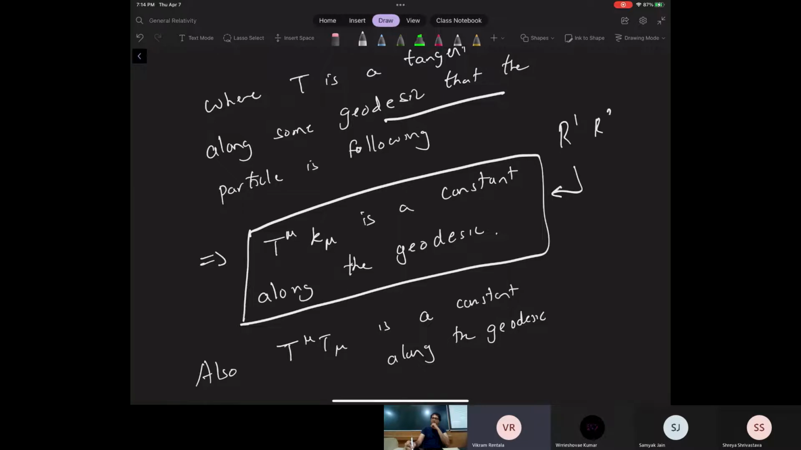We have R1, R2, R3, and T0. This T0 is not to be confused with this T mu. This T mu is a tangent vector to the curve. T0 is a time-like Killing vector, which is partial t. The particle does not follow partial t.